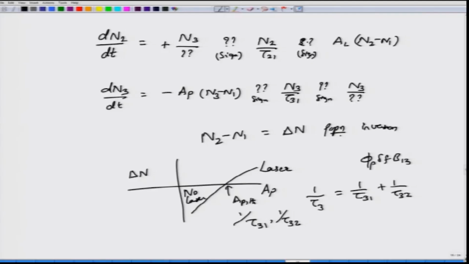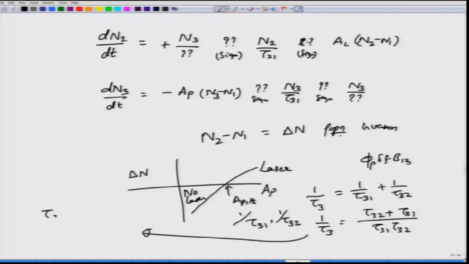This is like your parallel resistances being added, and this is given by tau 31 tau 32 divided by tau 32 plus tau 31. This is 1 by tau 3, or the effective lifetime tau 3 is given by tau 31 tau 32 divided by tau 32 plus tau 31.